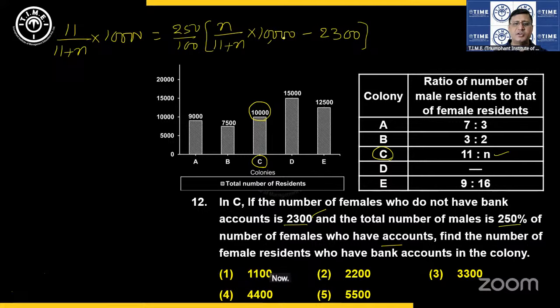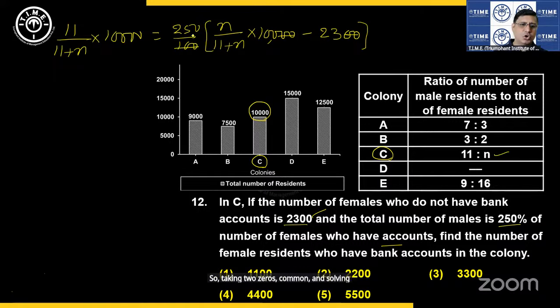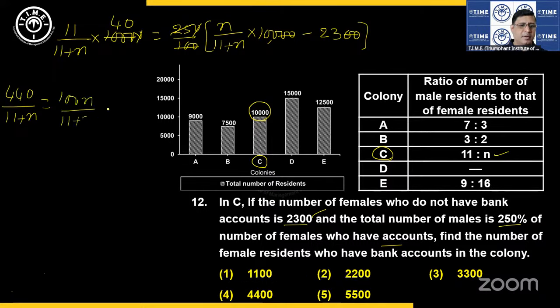Now, if you observe the right side, I'm taking 2 zeros common from these two parts, and solving this with 100. 0 to 0 we can cancel. 25 in 100 goes 4 times. 1000 means 40 times. Now look at the values here. 4 into 11 is 44. 0 is common here. 440 by 11 plus n is equal to 100n by 11 plus n minus 23.